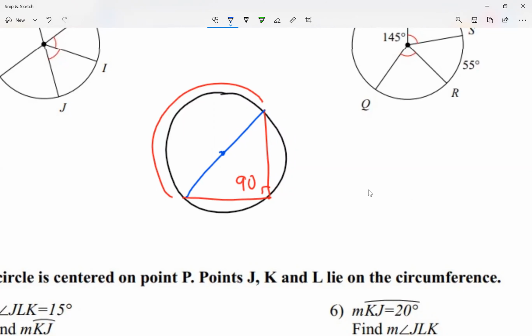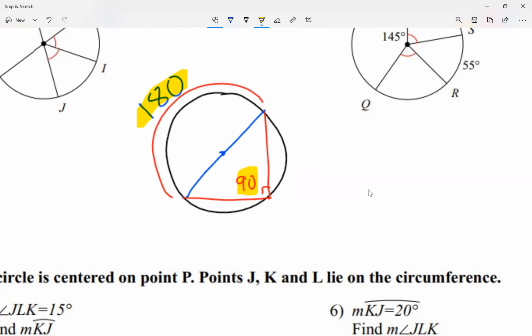That will happen always. A 90-degree angle will touch, and if I connect them, it's going to create a diameter. So that means my arc on the outside here is 180. Look at the angle, the corner, the angle is 90 degrees, but the arc is 180, not the same number. Now, how can we figure it out? How can I go from 90 to 180?